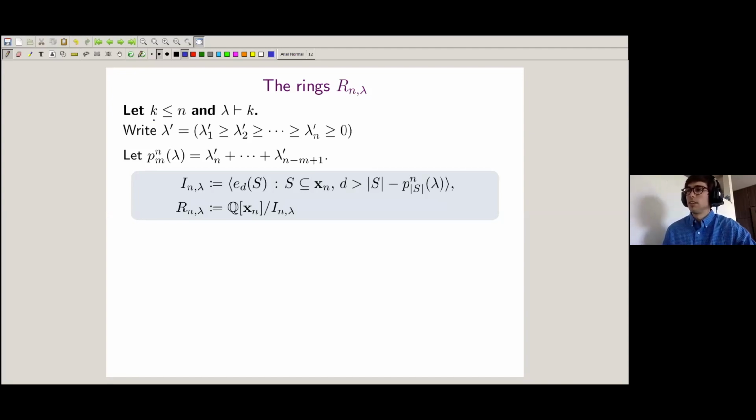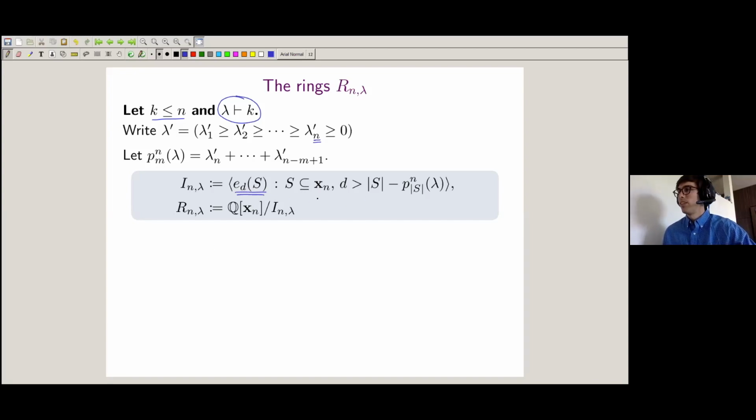This time we're going to take our two integers, k less than or equal to n, and now a partition lambda of the smaller integer k. And even though lambda is a smaller partition, we're going to do the same thing to its conjugate. We're going to pad on enough zeros on the right to make it length n. And then define the same statistic where you sum over the last m entries of that sequence. And we'll define I_{n,lambda} to be this ideal generated by the set of elementary symmetric polynomials in subsets of the variables.